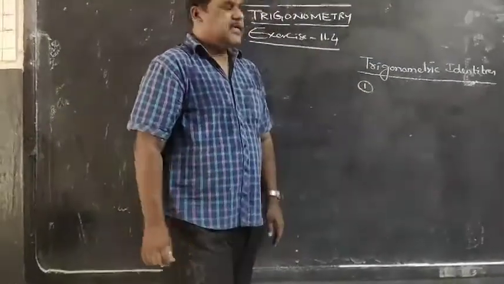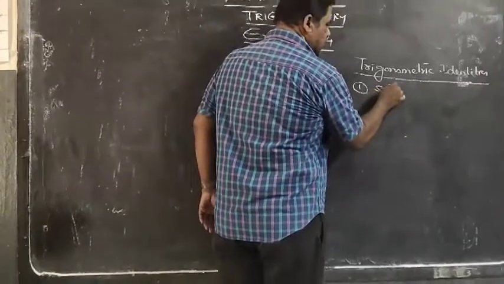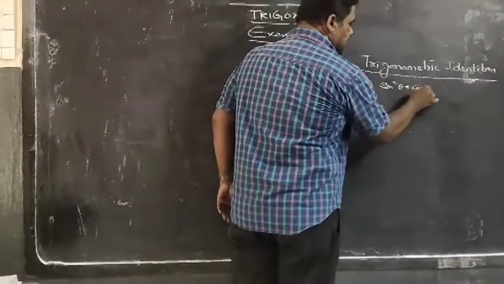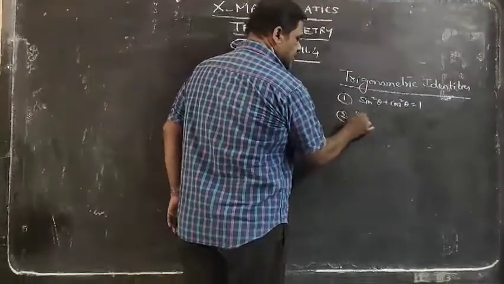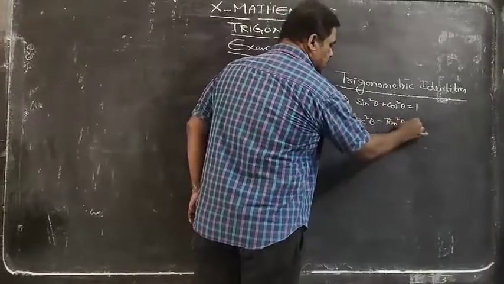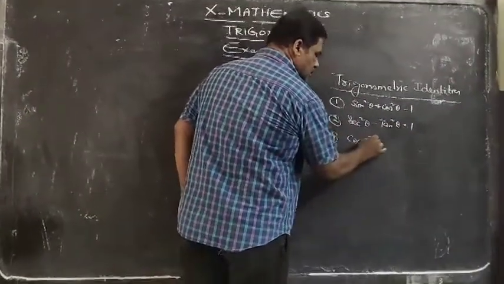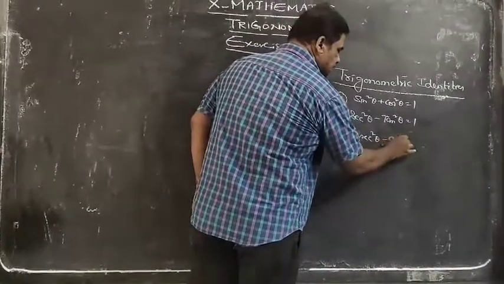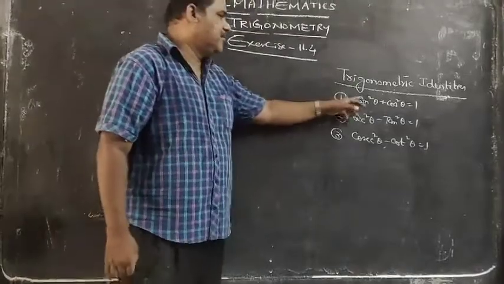In the last class, we proved trigonometric identities. First one is sin square theta plus cos square theta is 1. Second one is secant square theta minus tan square theta is 1. Third one is cosecant square theta minus cot square theta is 1. These three identities yesterday we proved.